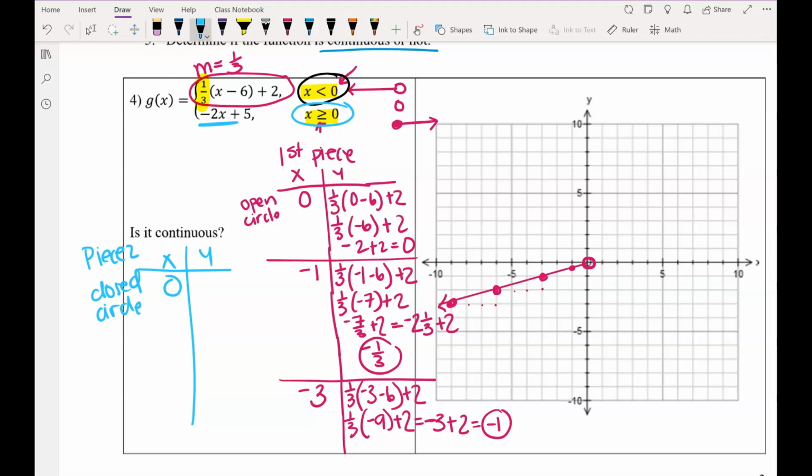Let's plug it in. Negative 2 times 0 plus 5. Well, anything times 0 is 0, plus 5 is now 5. So we have our first point, 0 and 5, and we said closed. I'm going to pick one more value, like 1, because remember, we want to pick values that are bigger than or equal to 0. So negative 2 times 1 plus 5. Negative 2 times 1 is negative 2, plus 5. That's going to be 3. So we're going to go 1 and 3.